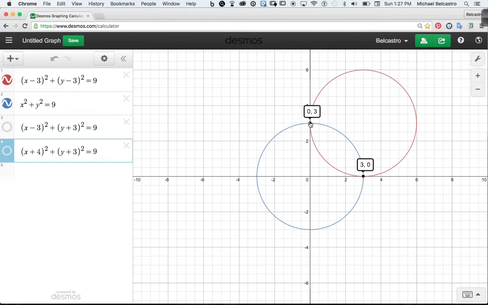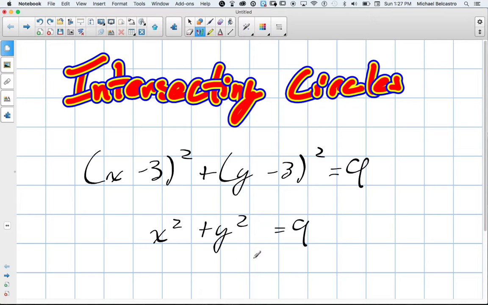So this is our circle. We already know the two points at (0, 3) and (3, 0). But what we want to do is algebraically prove this. So we're going to number this. We have our first function and our second function, our first two equations. We want to algebraically solve where the two are going to intersect each other.